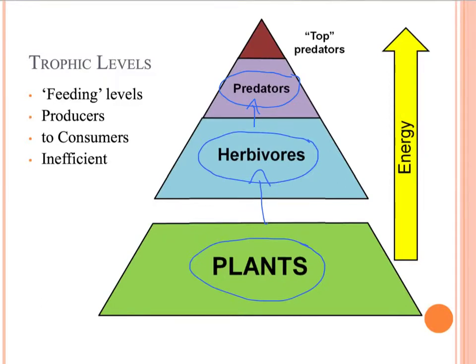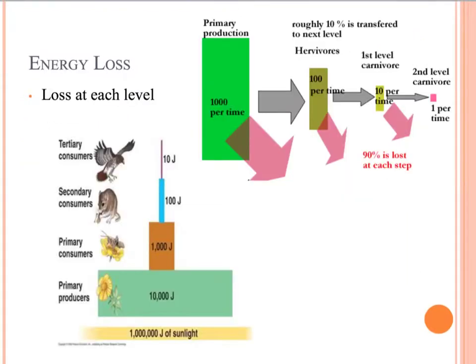The reason for this pyramidal shape is that there is a certain amount of inefficiency in the system, because food and energy and matter is lost at each stage. It's generally considered that the loss of energy at each stage is around about 90%.